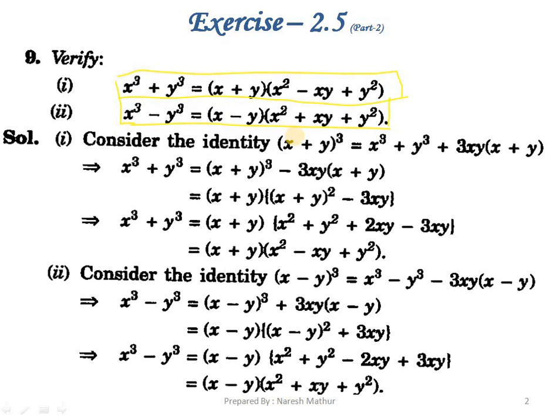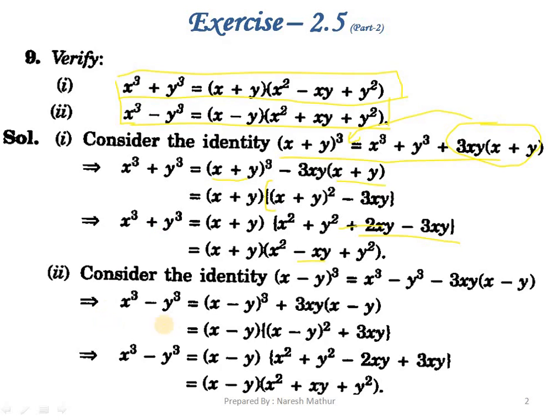So here we go. Let's consider the identity x plus y whole cube equals x cube plus y cube plus 3xy into x plus y. What we are going to do is shift this part to this side. When we shift, the sign will change, so we can write x cube plus y cube equals x plus y whole cube minus thrice of xy into x plus y. Now we have x plus y on both sides, so we can take x plus y as common. So here we have x plus y whole square minus thrice of xy. Now just expand it. x plus y whole square is x square plus y square plus 2xy. Now see, plus 2xy and minus 3xy will give us minus xy, and the rest is the same, x square plus y square.